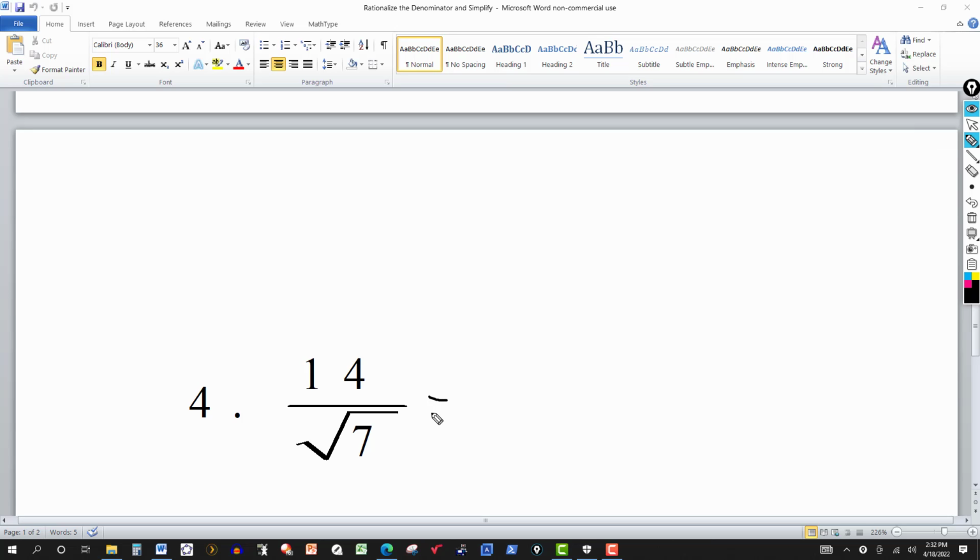So this one we want to rationalize. Obviously we want to eliminate the radical from the denominator. The only way we're going to do that is if we can make this radicand into a perfect square. So here we just multiply by the square root of 7 and the square root of 7. Because we have a square root and a square root, we can just multiply the radicand. So this gives me the square root of 49.